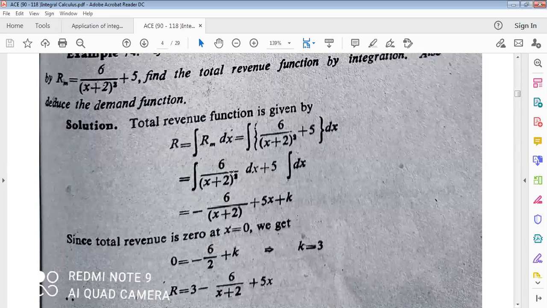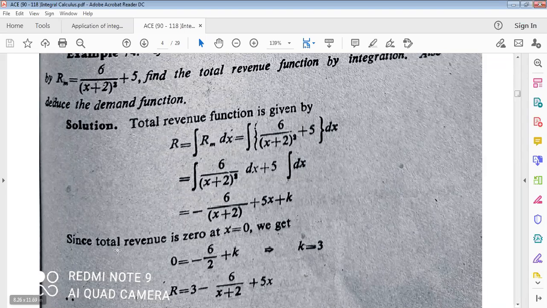Now we have to integrate 1 by x square, whose formula gives minus 1 by x, or we can write this as (x plus 2) whole to the power minus 2. Then applying the x to the power n formula of integration, that means (x plus 2) to the power minus 2 plus 1 divided by minus 2 plus 1. Then for the second term there is no variable, so the integral of 1 is x, which is why we get 5x. After integration, we must introduce a constant k.